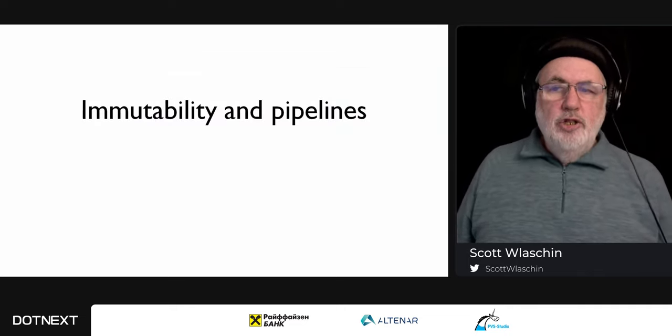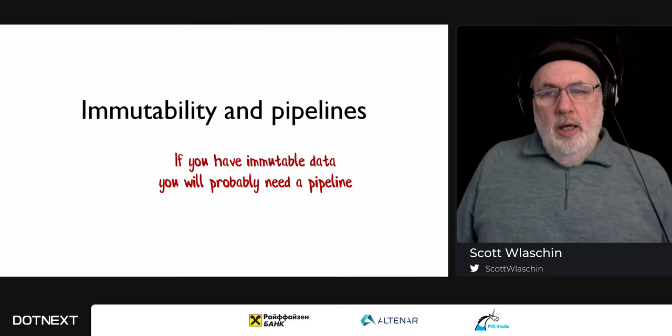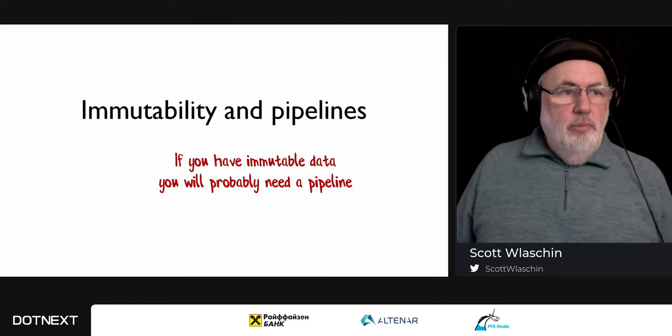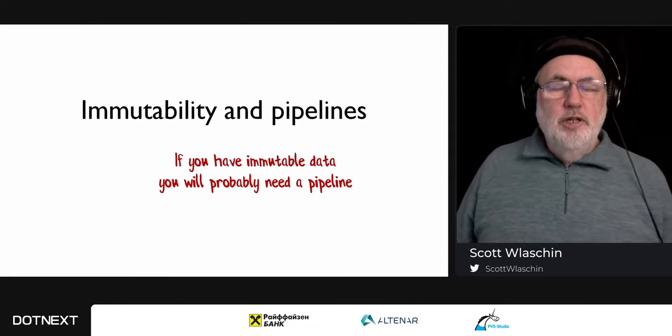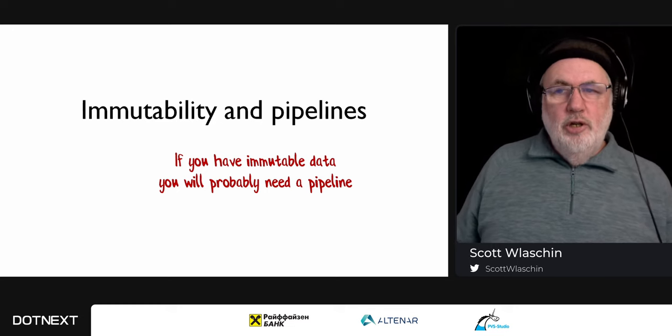Okay, now let's talk about immutability. Mutability is becoming more and more common in most people's code now. And if you have immutable data, you're probably going to need some sort of pipeline. And let me show you why.